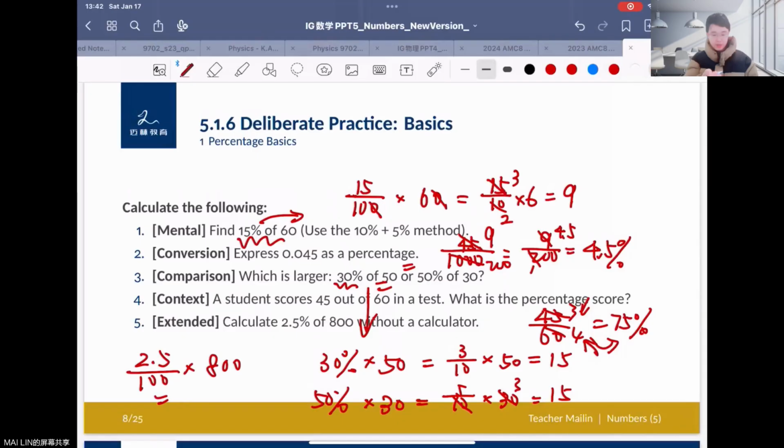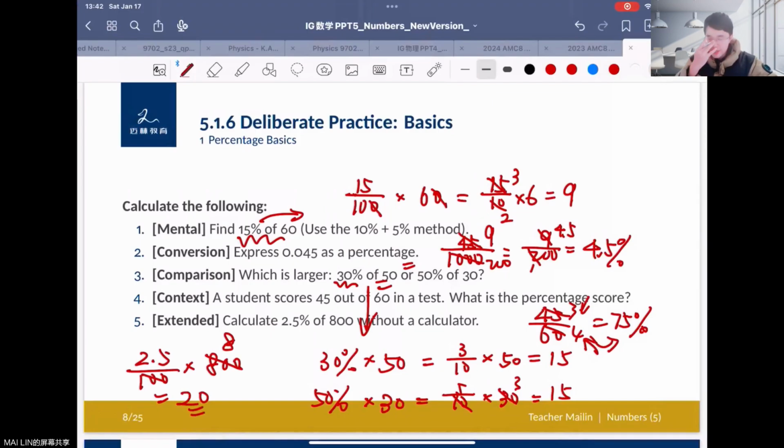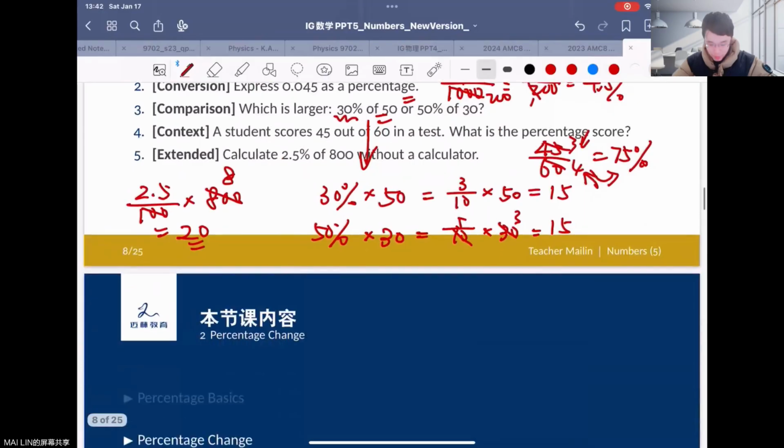And for 2.5% of 800, we can say it's 2.5 over 100 times 800, right? You can divide by 100 at the same time. It's 8 times 2.5, and the final answer equals, I guess, 5 times 4, which is 20. Okay, that is the answer. I'm wondering if you understand all the problems right here. Okay, they are very important.